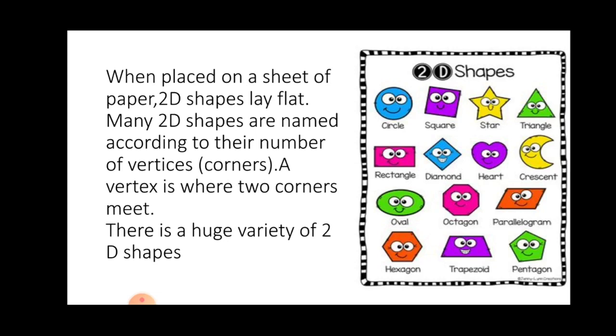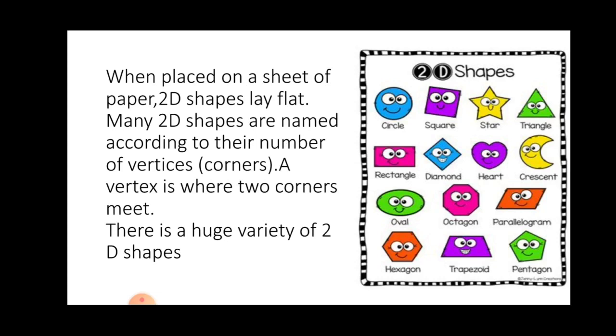Many 2D shapes are named according to their number of vertices, meaning corners. You can see there are 4 sides of a square and 4 corners as well. A vertex is where 2 sides meet. There is a huge variety of 2D shapes, students.